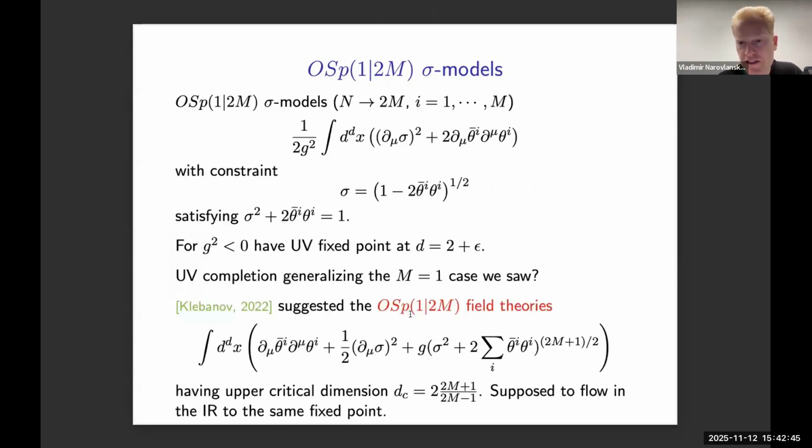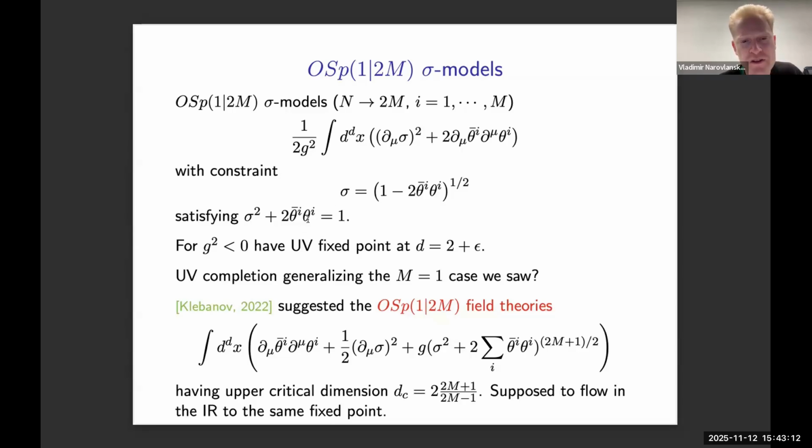Now we want to generalize this. So now we want to discuss in general the OSP 1-2m supergroup. As we just discussed, n always has to be even, so instead of n, sometimes I'll write 2m, where m is an integer. So there are the OSP 1-2m sigma models, as we just mentioned, where the action is just the kinetic terms, but we have the constraint. So really the constraint is this one.